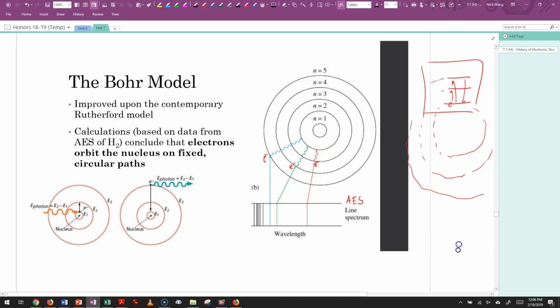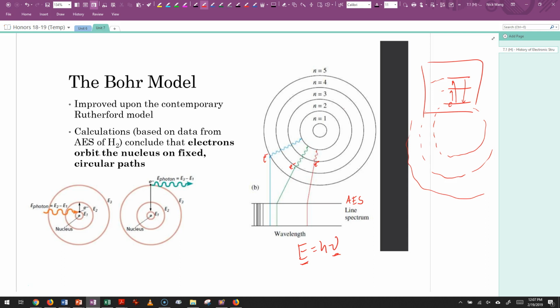He made these calculations based on these colors. Don't forget that when you look at the color of a light, you can figure out its corresponding frequency, which you can then relate to its energy. Based on these calculations, a very small part of the overall system he used, he figured out that these are the energy levels. So he concluded that electrons orbit the nucleus on fixed circular paths, on these orbits. And what we're saying here is that they're fixed.